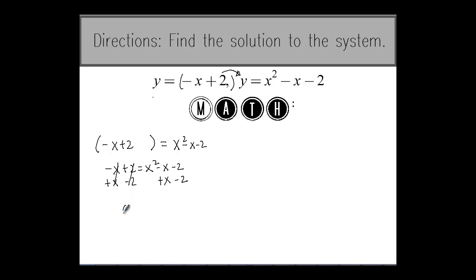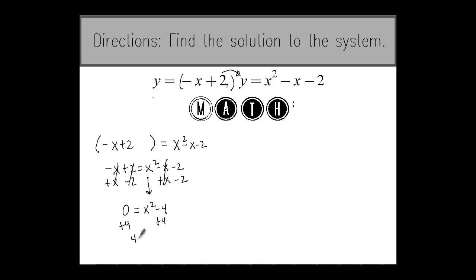So on the left side I'm left with 0. And on the right I have no other x squareds, so I drop down x squared. Negative x plus x cancels out. Negative 2 and negative 2 make negative 4. At this point, I typically would use the quadratic formula. However, since I do not have a b value, I can take x squared minus 4 and just solve for x. So I'm going to add 4 to both sides.